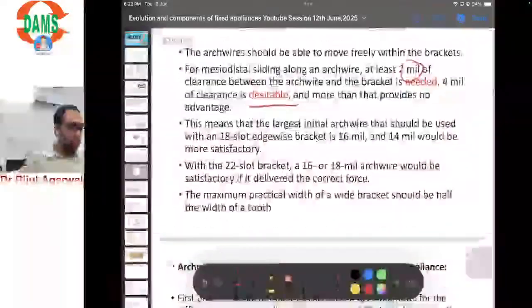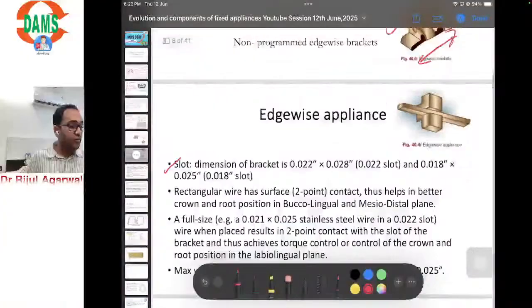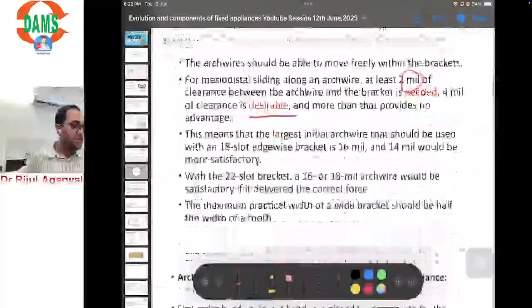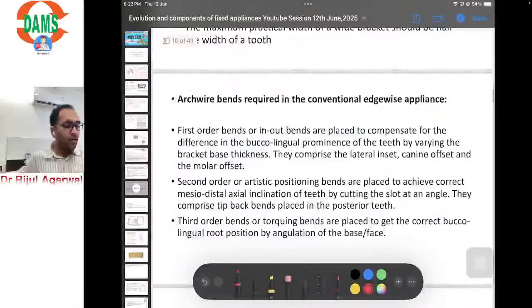Okay, so this was the edgewise appliance. Next comes the archwire bends required in the conventional edgewise appliance. As I've already told you, these are non-programmed edgewise wires. So what do you mean by non-programmed? As we all know, there is certain root and crown angulation or inclination that should be present.